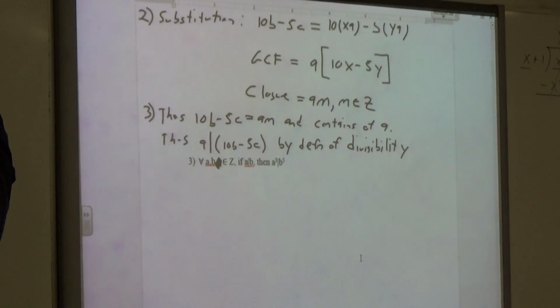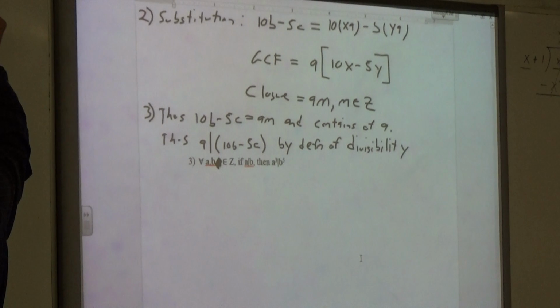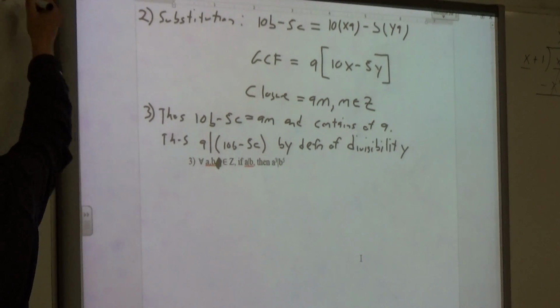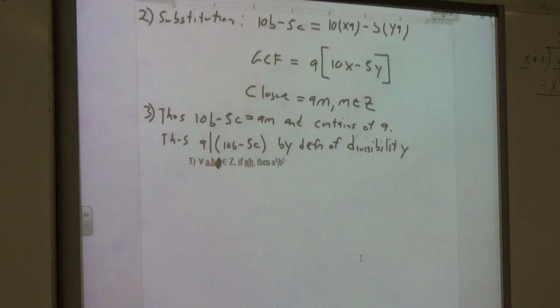Something that may or may not be helpful is that a to the fifth is equal to a cubed times a squared. That may or may not be helpful when you are doing your proof.